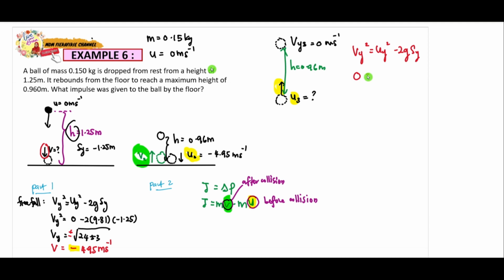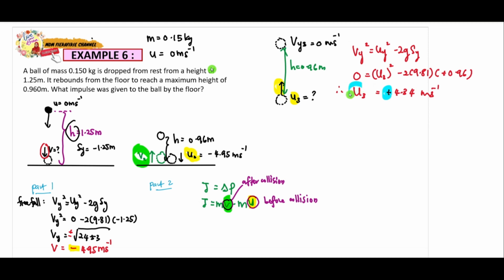So, Vy equal to 0. Uy kita nak cari. Inilah yang kita nak cari nanti. Tak tahu. Minus 2, 9.81. Sy must be positive since the direction of motion is upward. So, positive 0.96. Okay. Therefore, kita akan dapat nilai U3 is equal to positive 4.34. Sama juga tadi kalau kita take the square root, ada positive, negative. Kita akan pilih jawapan positif since the direction of motion sekarang dia tengah bergerak naik ke atas.